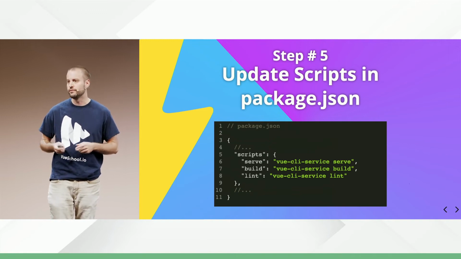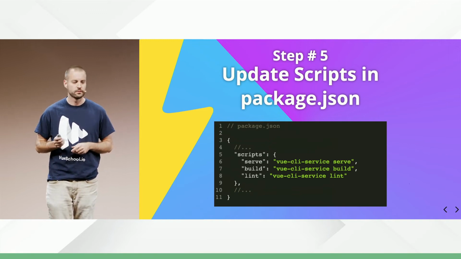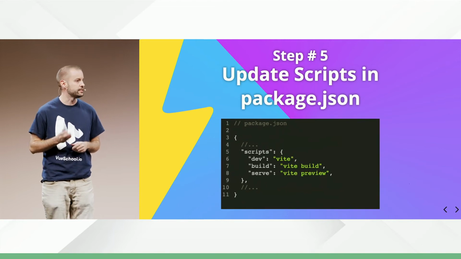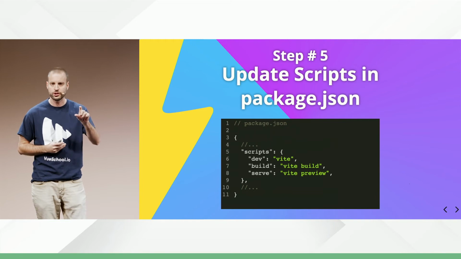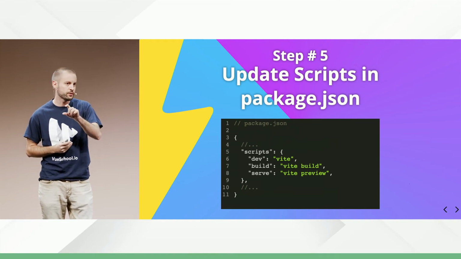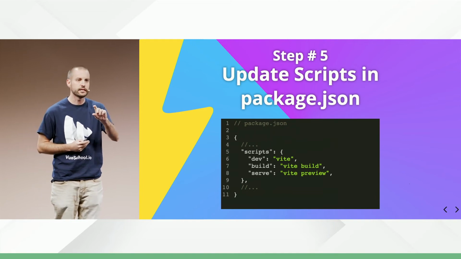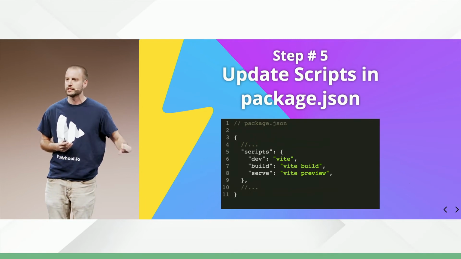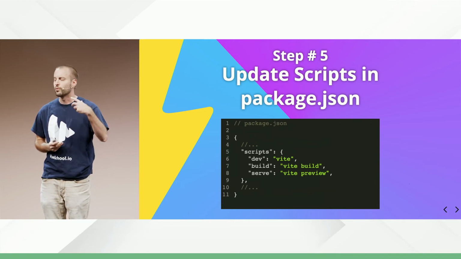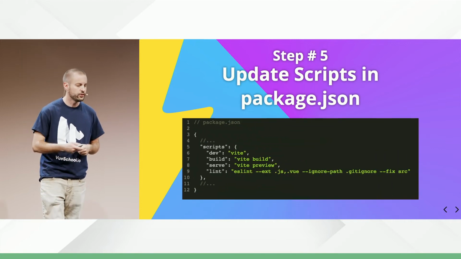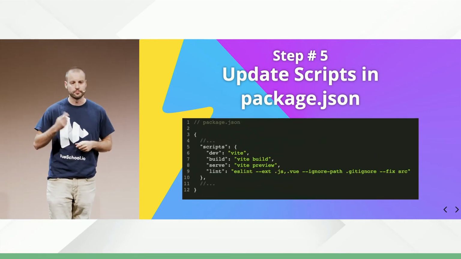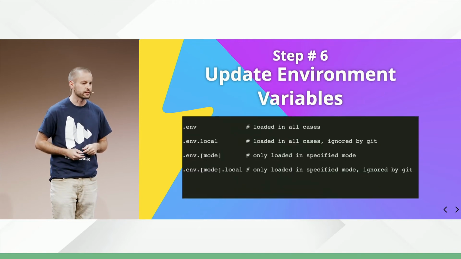They all use the Vue CLI service. That's going to change to a dev, build, and serve command. So notice the convention with Vite for your development server is a different name. It's dev instead of serve. Okay, serve is now used for something different. It's a way to preview your actual built files. And then you can add in lint just by directly calling ESLint.